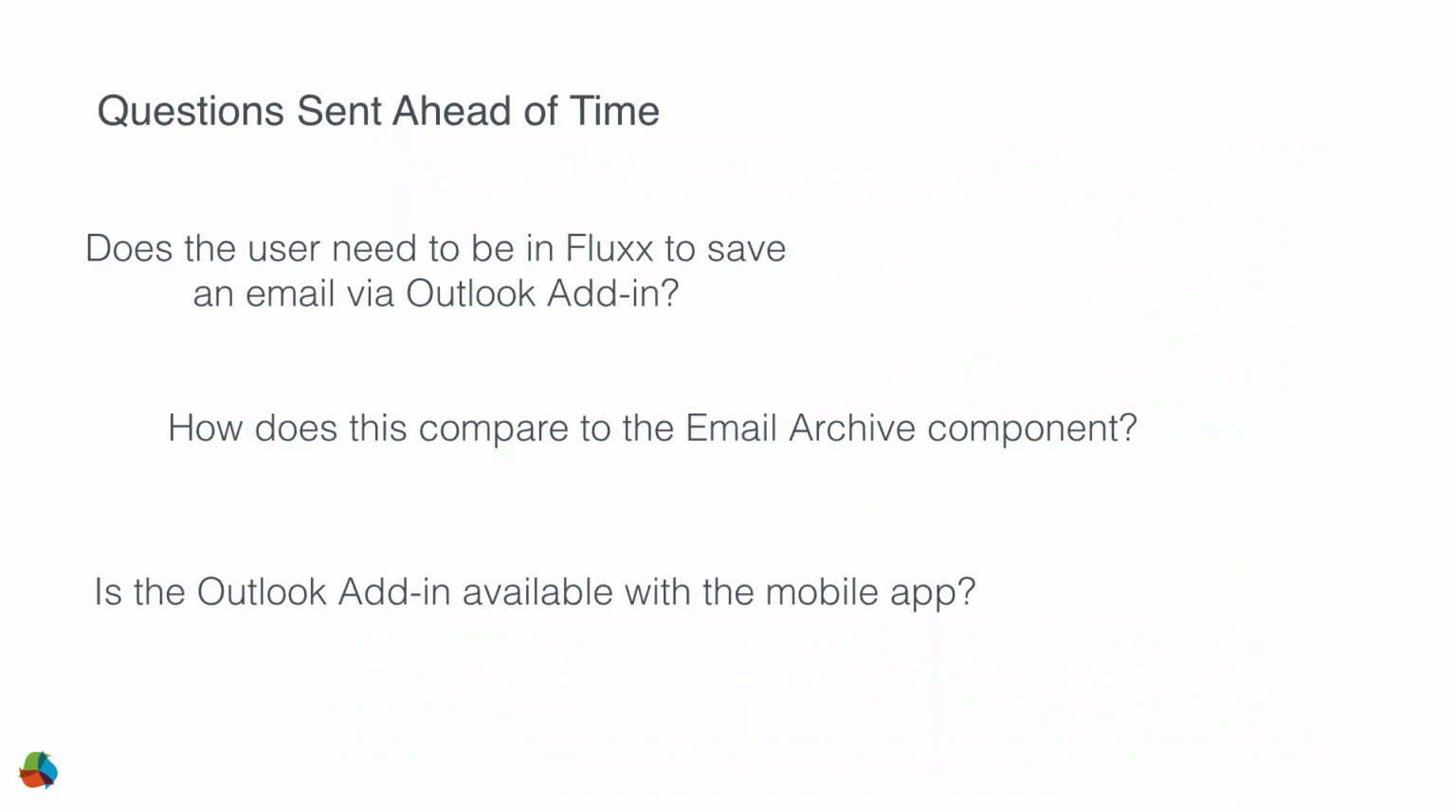Okay, so the email archive component, that just allows you within Flux itself to send some one-off emails. Yeah, initiate from there, record. Yes. Where the Outlook add-in allows you to pull in all these conversations you've had externally outside of Flux and connect them to the relevant records within the Flux platform. Yes, you've got it. Excellent.